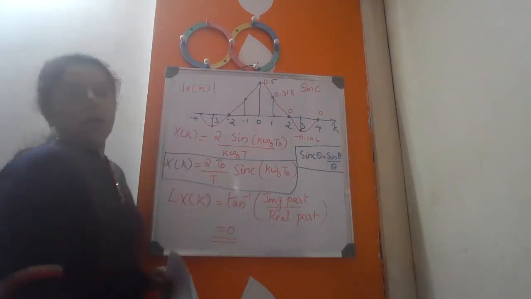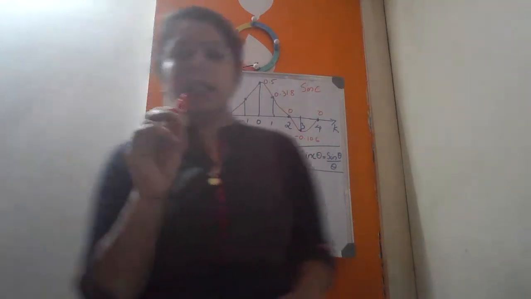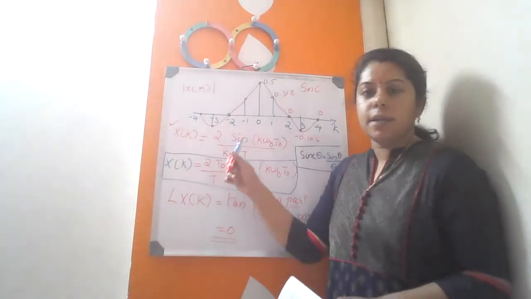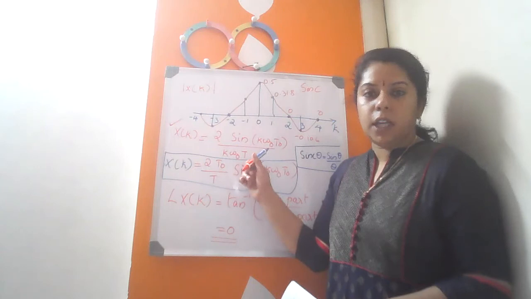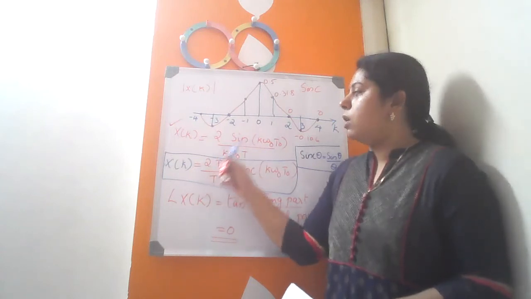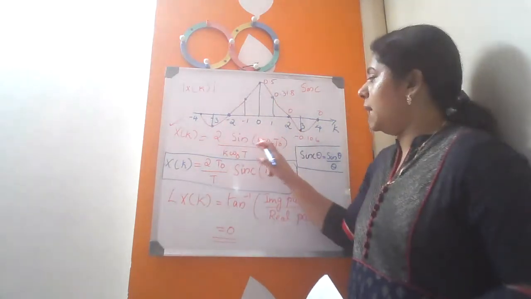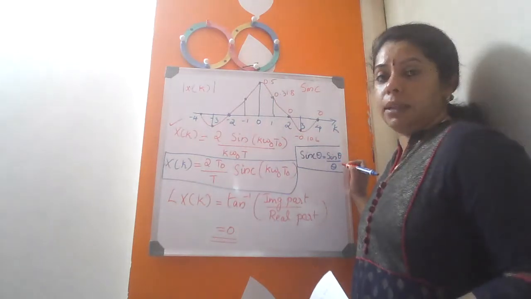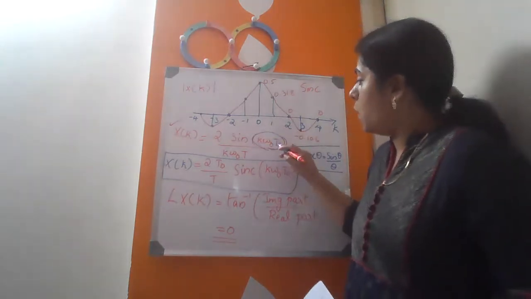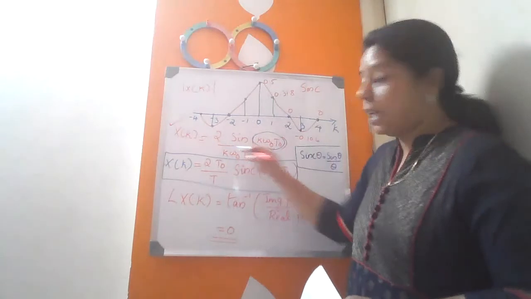So how can I represent this? This is my equation. After calculating the Fourier series coefficient, this was the equation we got, isn't it? 2 sine k omega naught t naught divided by k omega naught t. How can I represent this in terms of the sinc function? Actually I need it as sine theta by theta. Here, what is the theta value? Theta value is k omega naught t naught. So I need to get that thing in the denominator also.